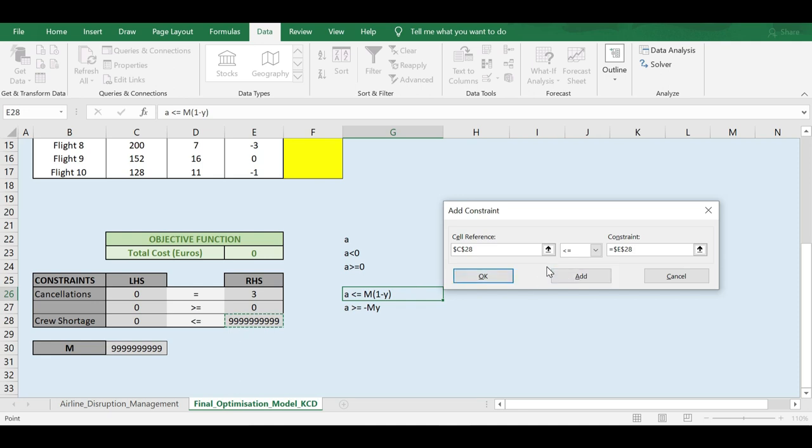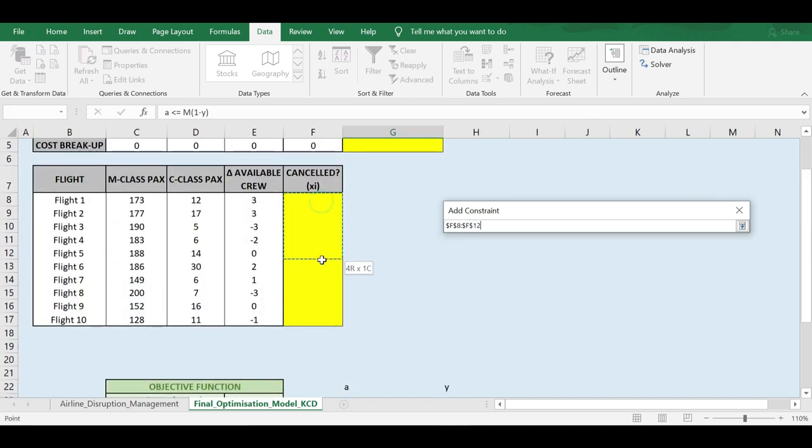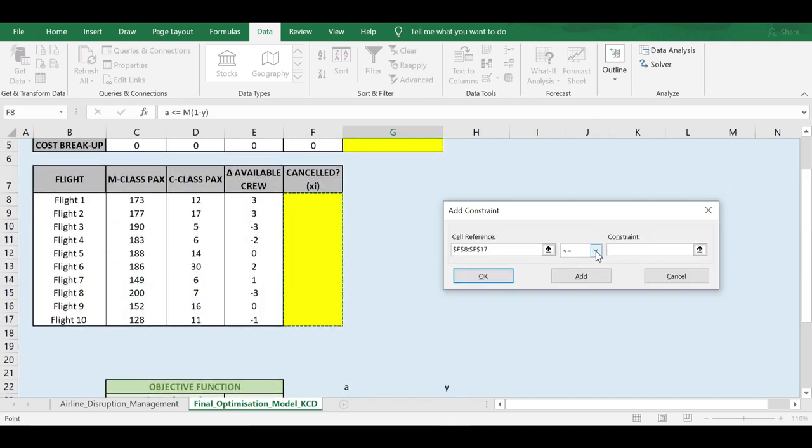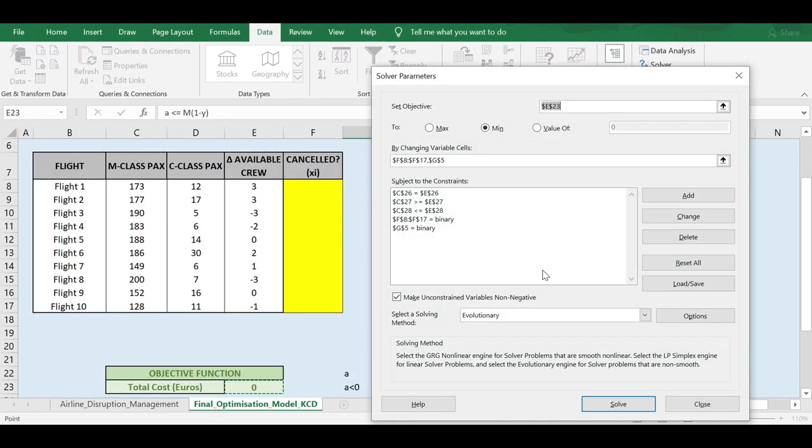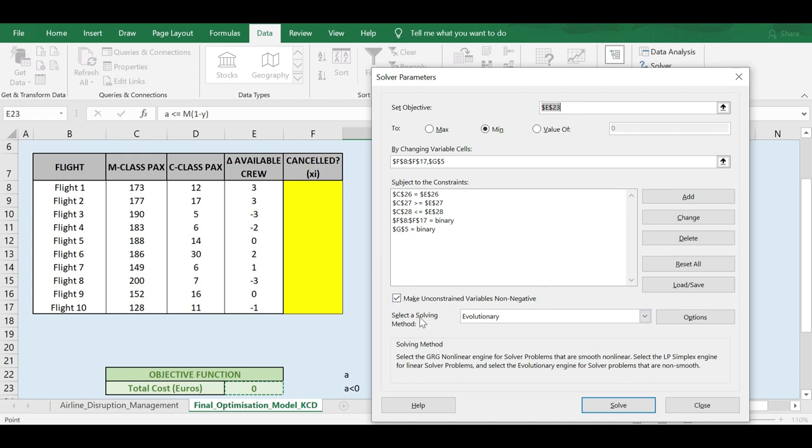Great. Now since all my decision variables are binary, that means they can only take values of 0 and 1, I need to add a few more constraints. I need to specify that these values can only be binary, and the same goes with this. And that completes our model. So this is our model. Now you can choose a solving method based on your solution. Let's see what happens if we choose a simplex LP.